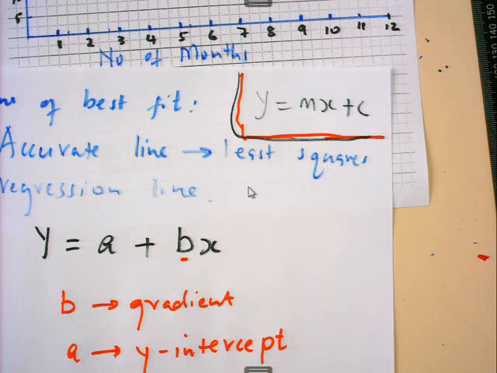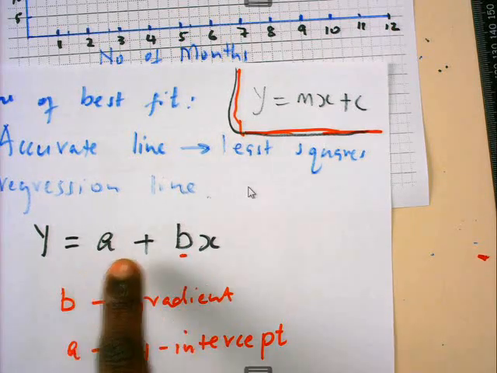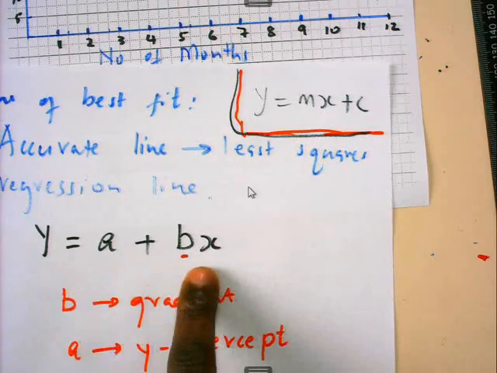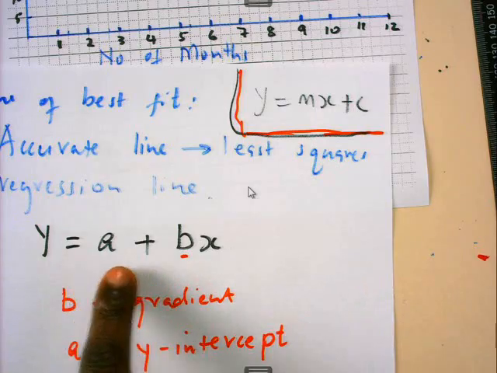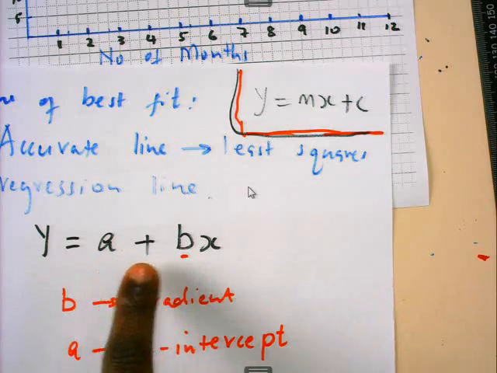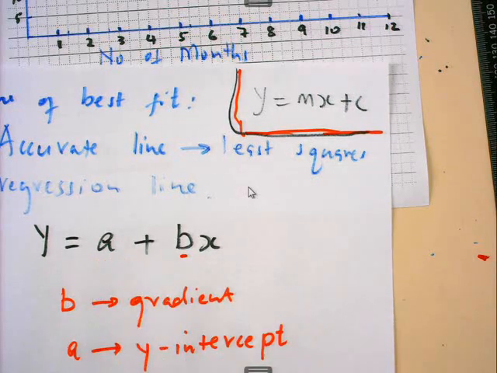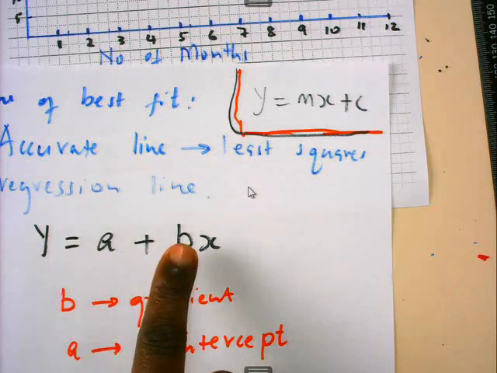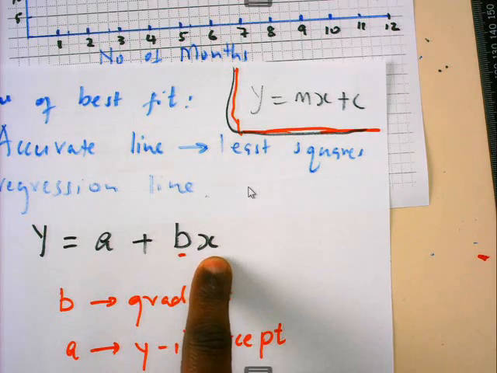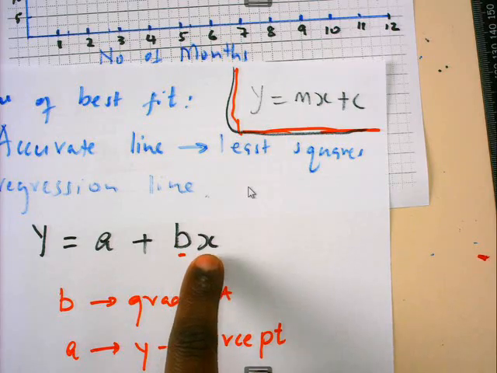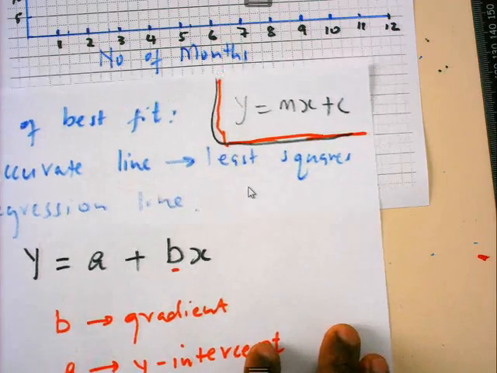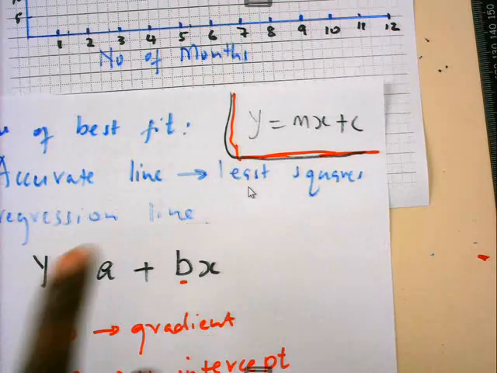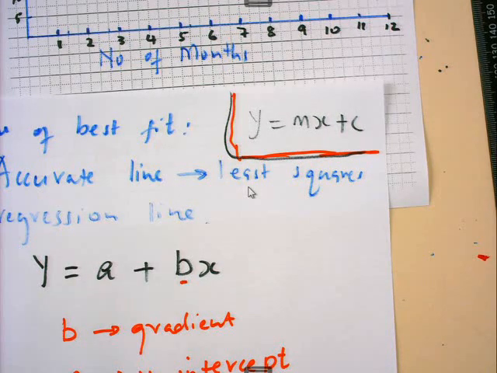Y equals A plus BX. Now we are using the values A and B in this equation because you will see that on the calculator, these are the symbols that the calculator uses. You will see that it uses A as well as B. B, it is BX, meaning B is the gradient. B is our gradient. Good. Remember what is important about this line. We said we use that line to predict the future values.